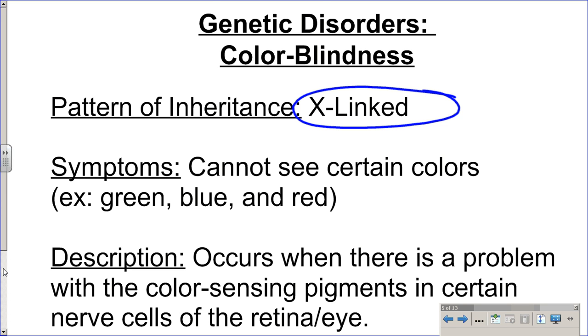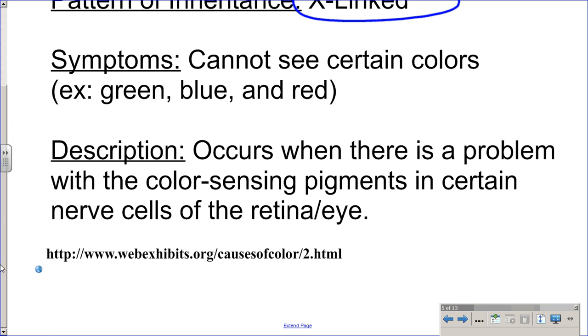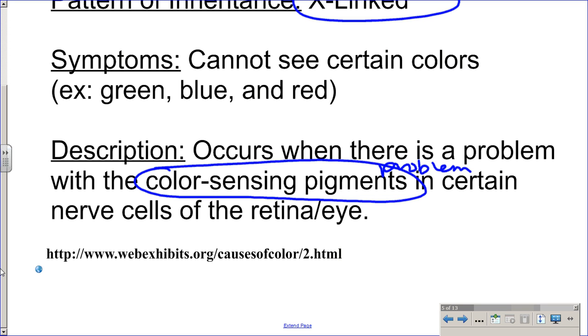And I have a simulation that's really cool to show you what it looks like. What happens is there's a problem with the color sensing pigments. That's inherited from the X chromosome. And this is going to be common in males.